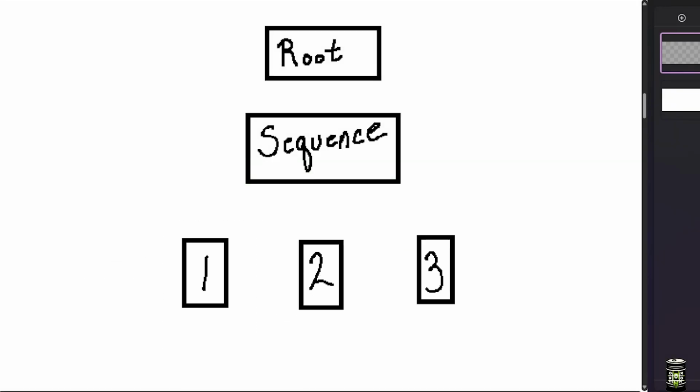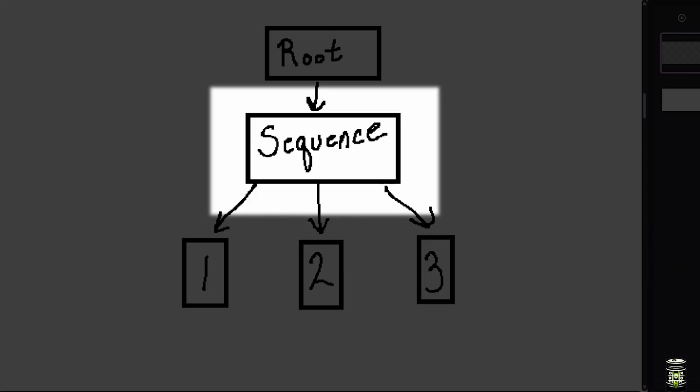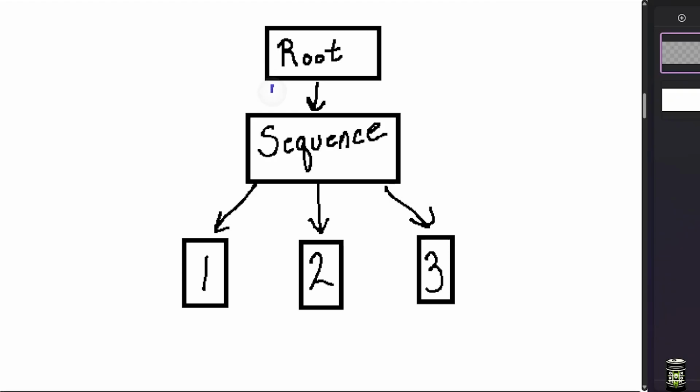Sequence nodes only pass if all the tasks below it pass. The tree always performs the operations left to right. Let's look at this fantastic artwork to explain. Behavior trees always start at the root, and the root must go to a composite node. Here it goes to a sequence node that has 3 tasks attached to it.